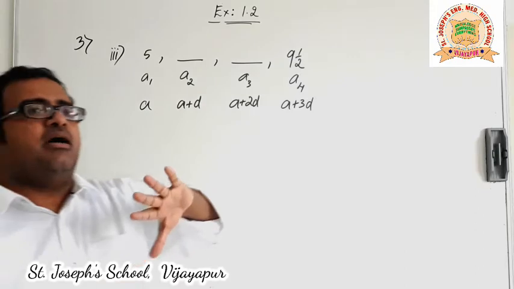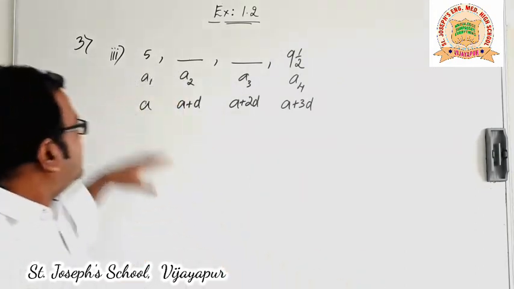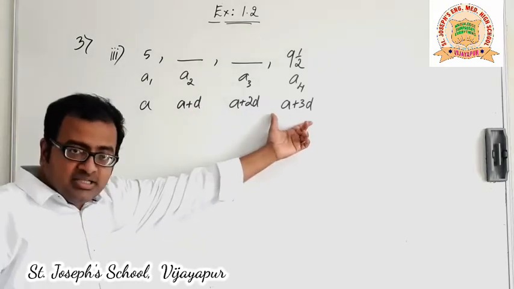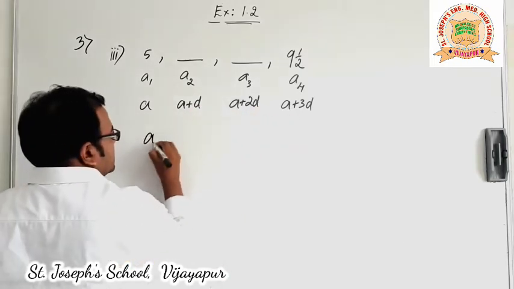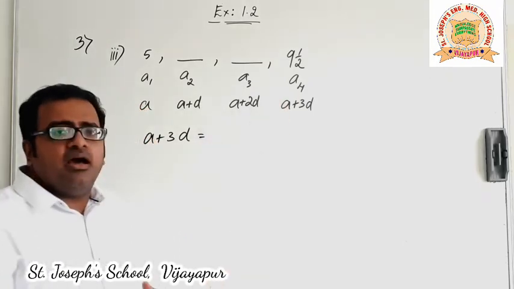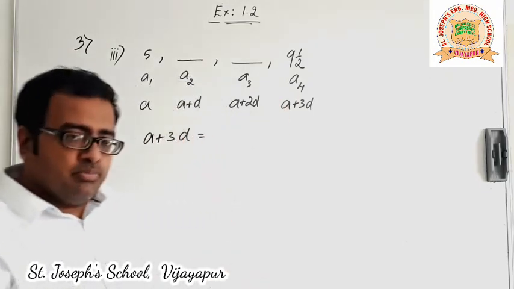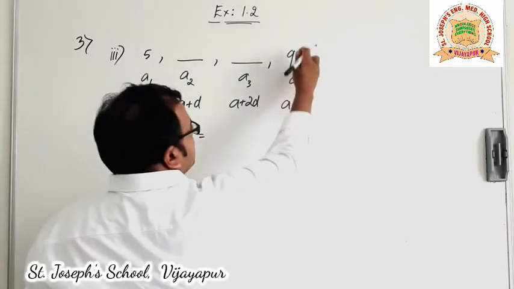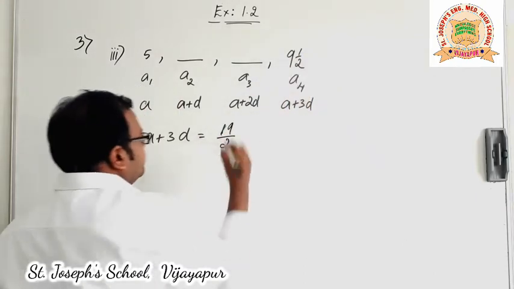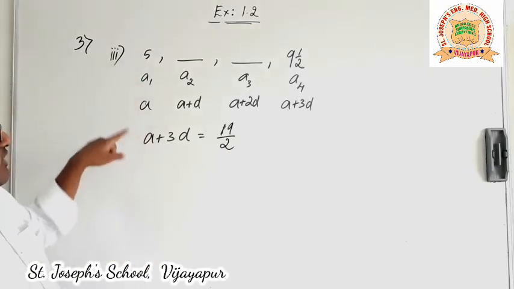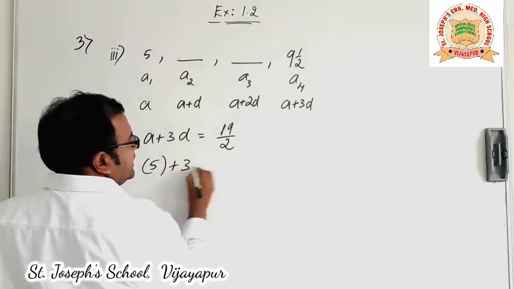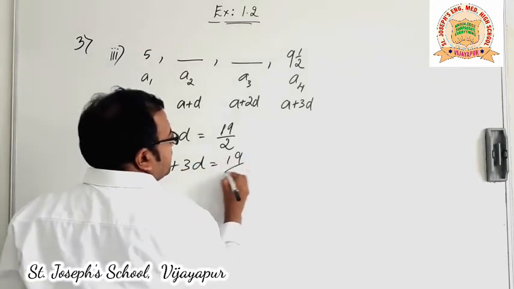These type of problems are comparatively easier because the A value is given, right? So I'll go for this last term first. A plus 3D is what we know. A plus 3D is equal to 9 and a half. It's better if you write it as an improper fraction. 9 2s are 18, 18 plus 1, 19. So it is 19 upon 2. Now we know the A value is 5. Put that value here. So this is 5 plus 3D is equal to 19 by 2.